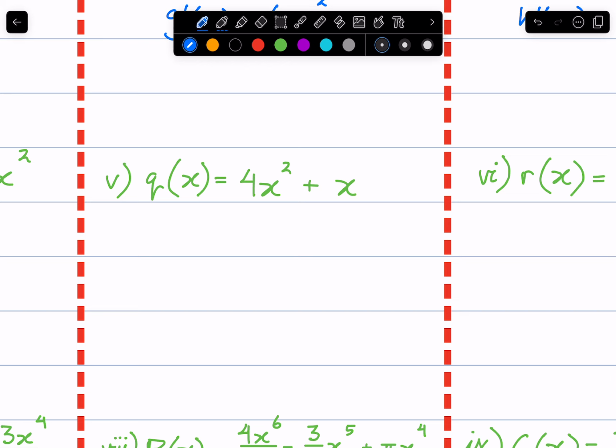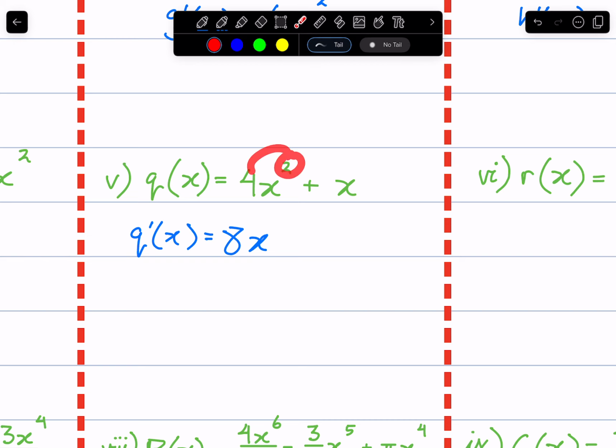Let's keep going here. The derivative of q is q prime of x. This first expression, very straightforward. It'll be 8x. 2 times 4 is 8. 2 minus 1 is x to the power of 1.